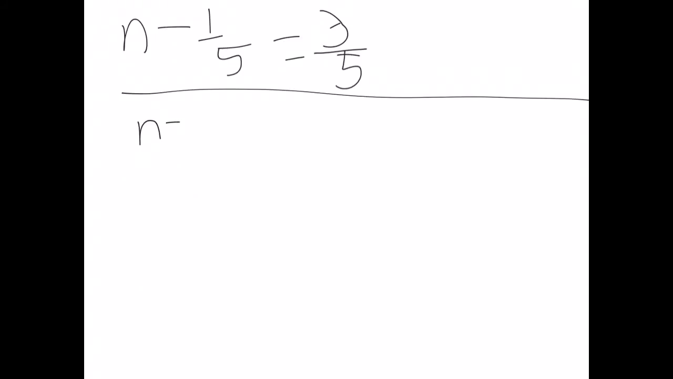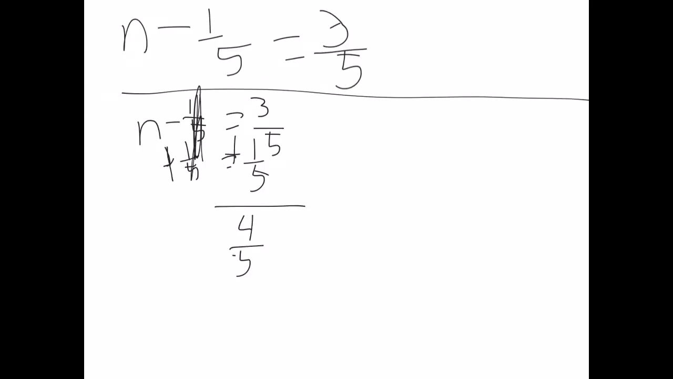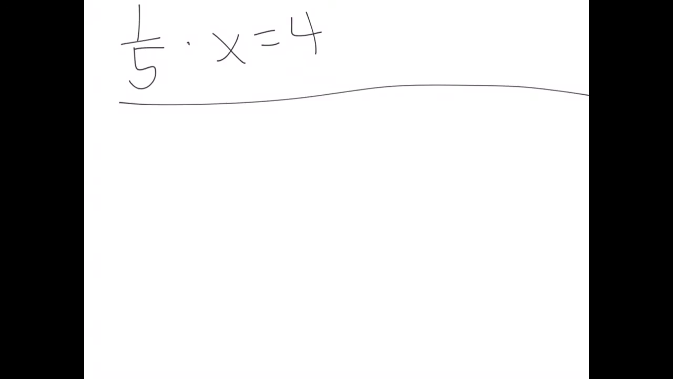n minus 1 over 5 equals 3 over 5. Since this is subtraction, you're going to want to change it to addition. Plus 1 over 5. And that equals n. And plus 1 over 5. And since they have the same common denominator, 3 plus 1 is 4 over 5. And your answer is 4 over 5.